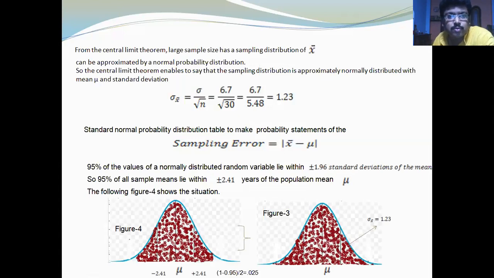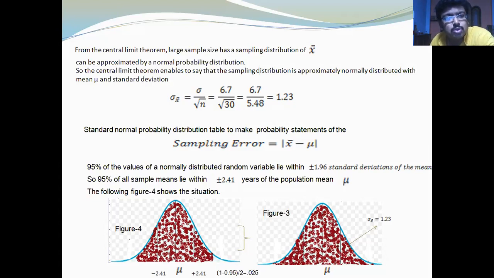Okay, now from the central limit theorem, it is known to us that for a large sample size, the sampling distribution of x bar can be approximated by a normal probability distribution. As the size of the sample is large, it would be a normal probability distribution. This is the central limit theorem.